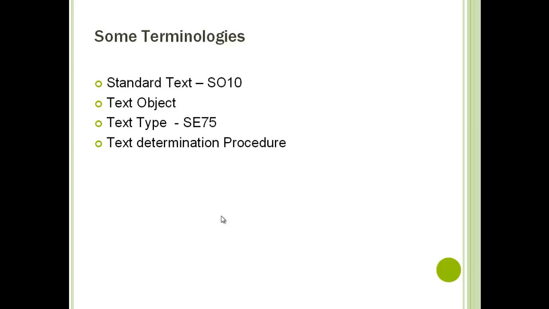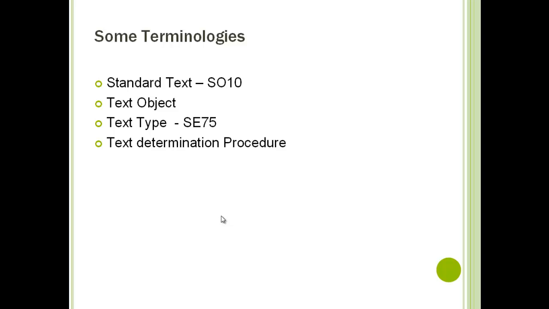Now what is the text object? The text object is used to define the connection between a business object, for example a transaction, and the associated text. SAP provides the text object, and the text object and the text ID are programmed into the application programs. What is the text type?